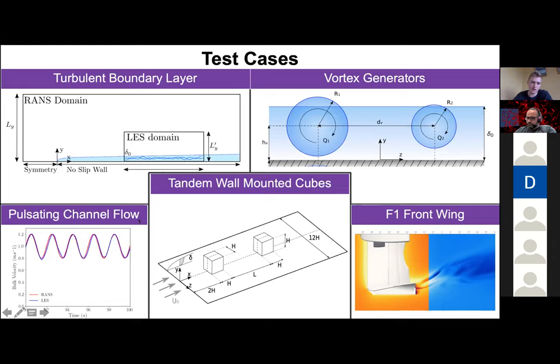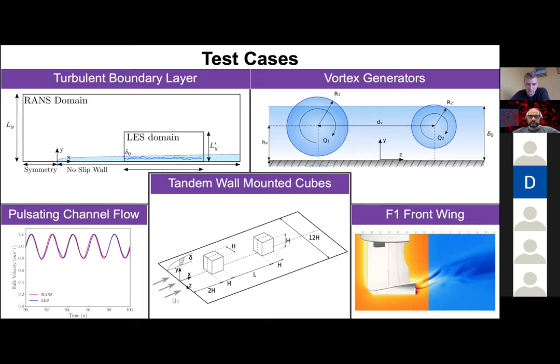We also look at pulsating channel flow. So we now have a time-varying RANS calculation, and then match the LES inflow data to that time-varying average RANS. So we're capturing that variance. We've also looked at tandem wall-mounted cubes, and this poses some more industrially relevant problems. Particularly with the recirculation regions, if we define a plane in a recirculation region, how does that affect what's going on? And then we've also looked at a Formula One front wing case, switching from RANS to LES after the front wing to capture the vortices that are being produced in this region.